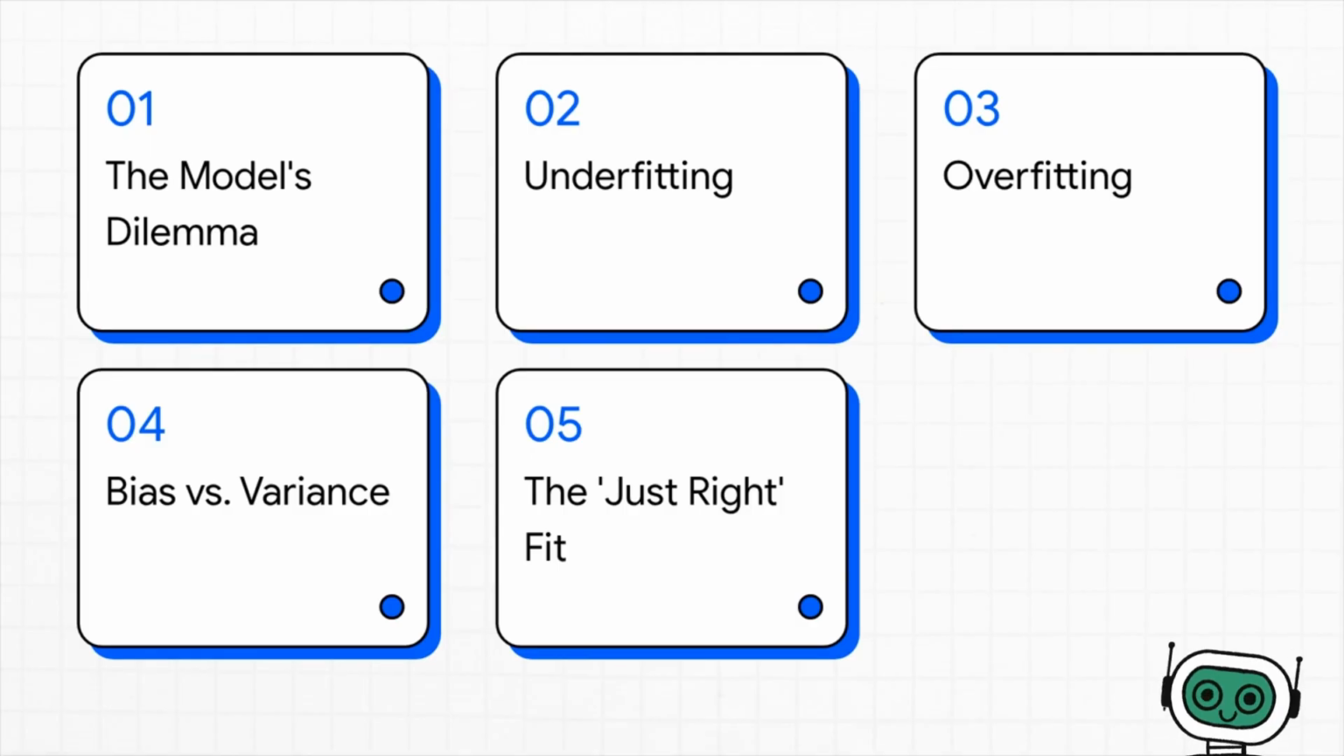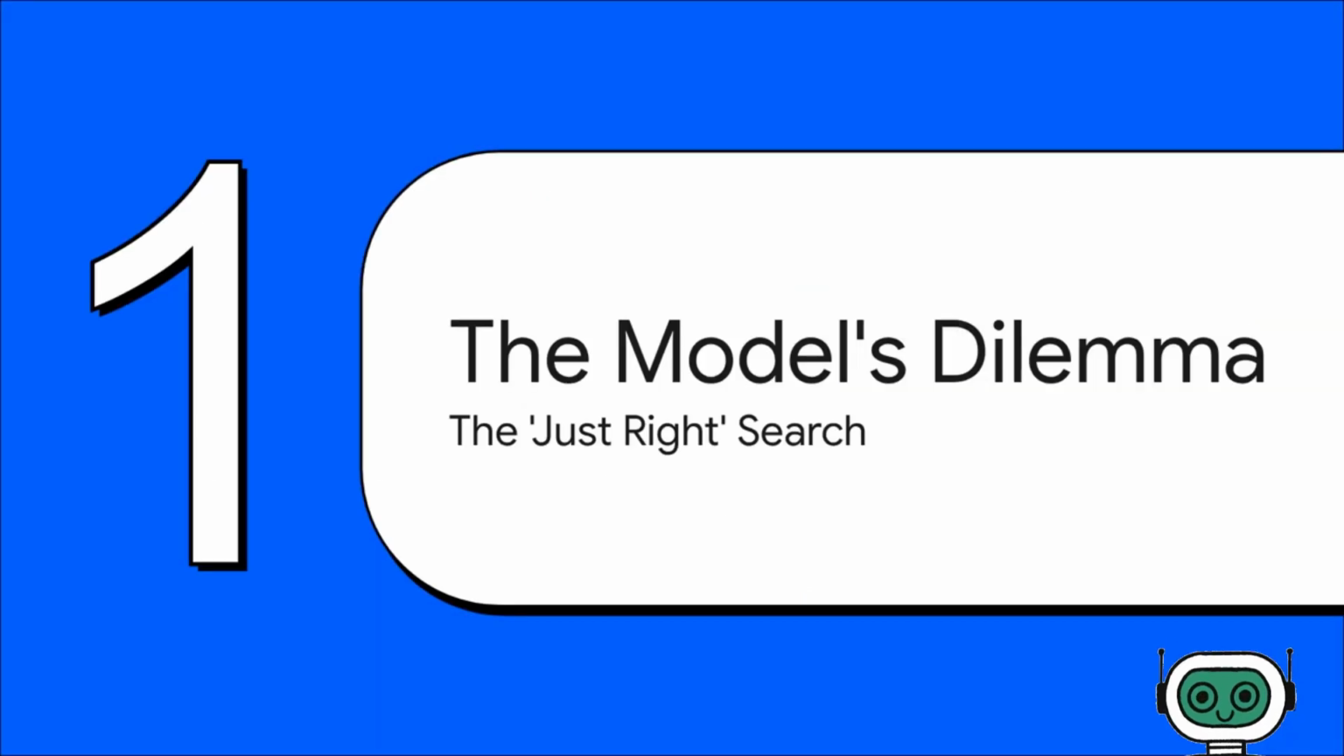We'll start with the core dilemma that every model faces. Then we'll look at the two extremes, being too simple, which is underfitting, and being too complex, which is overfitting. We'll connect this to a really important idea called the bias-variance trade-off. And finally, we'll look at how we actually find that balanced, just right fit. You see, the fundamental challenge in machine learning isn't just about getting the right answers on data we've already seen. The real goal, the whole point, is to build a model that can generalize, to make accurate predictions on new data it's never encountered before.